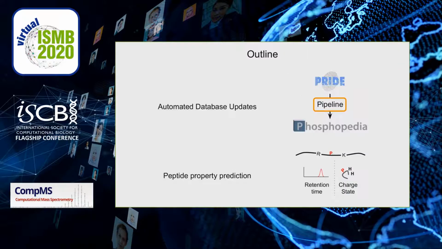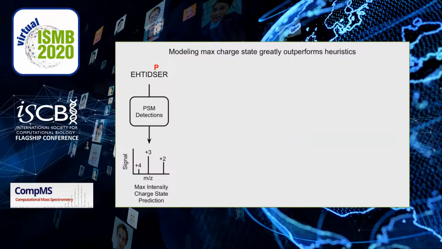But as I said before, we want to go beyond peptides detected in empirical data. And to do this, we've turned to modern methods in peptide property prediction. The results I'll show in the second part of the talk largely come from data from the original Phosphopedia, but we only expect them to improve as we clean the new update. We became excited about data imputation quite quickly when we realized even simple models could provide us with benefit over heuristics, such as in the case of max charge state prediction.